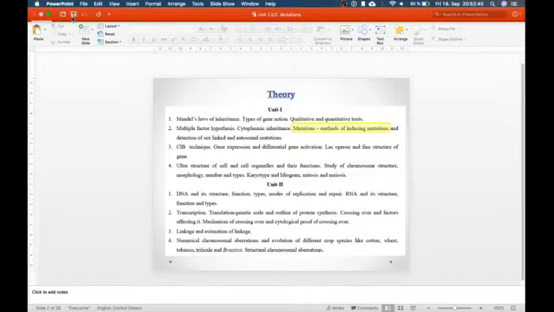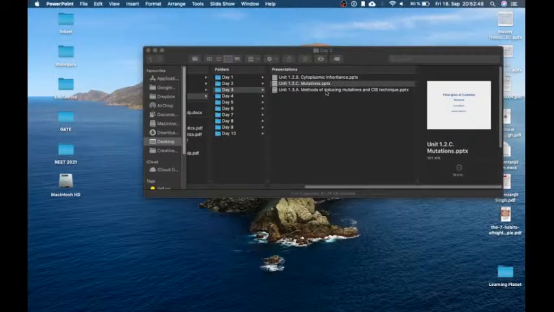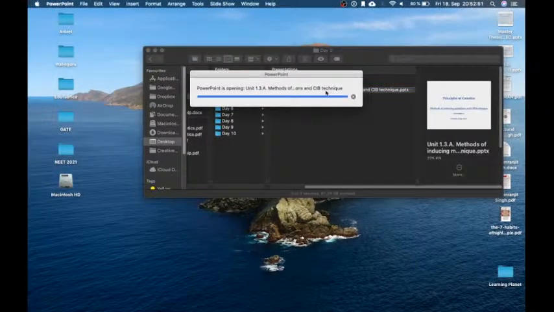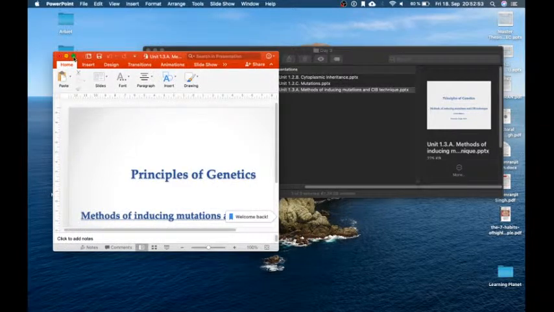So at this point, let's have a 5 minute break again, and then we start with methods of inducing mutations.